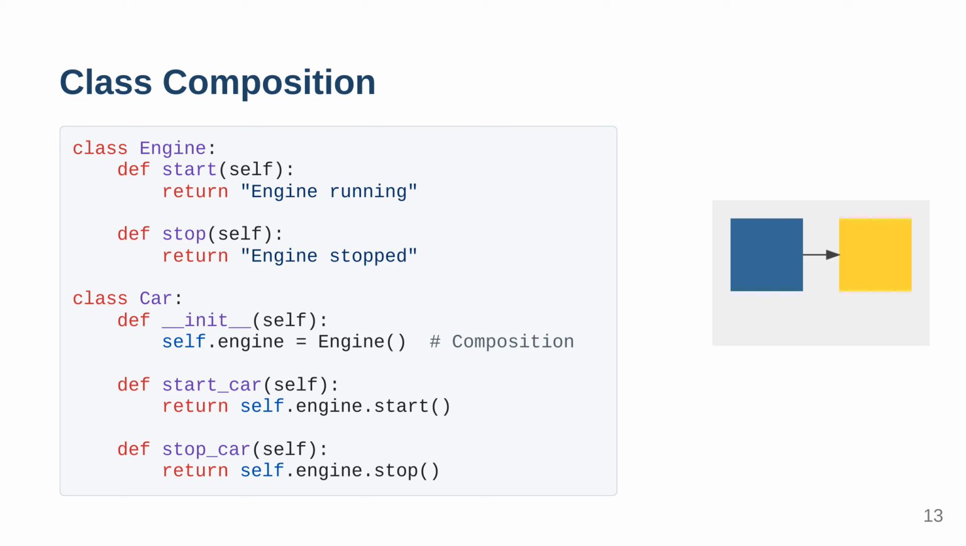Composition is an alternative to inheritance where objects are built by containing other objects. This follows the has-a relationship rather than is-a. Composition often provides more flexibility than inheritance and helps avoid some of the complexities of inheritance hierarchies. It's a fundamental technique for building complex objects from simpler ones.